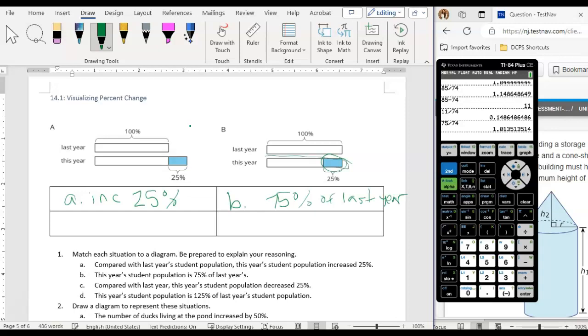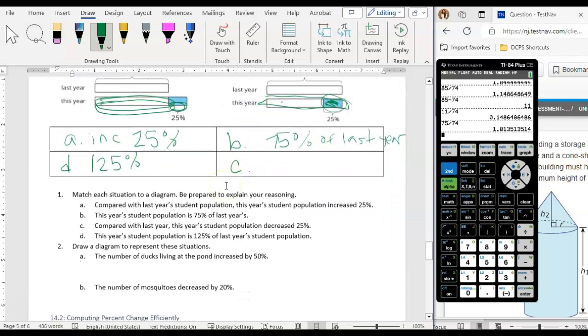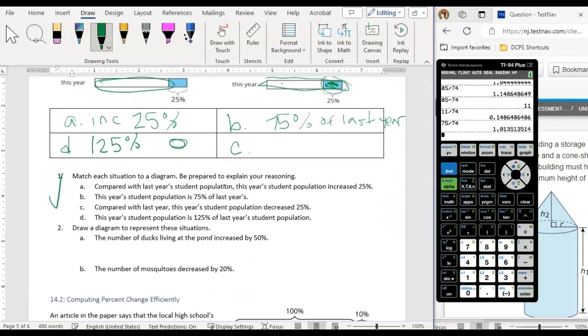Right? If this whole thing is 100, then this represents 25%. What's left is 75%. C, compared with last year, the student population decreased 25%. So here we have that with this decrease in blue. D, this year's student population is 125% of last year's population. So we have 100, last year's population, plus an additional 25%. So that part is done.